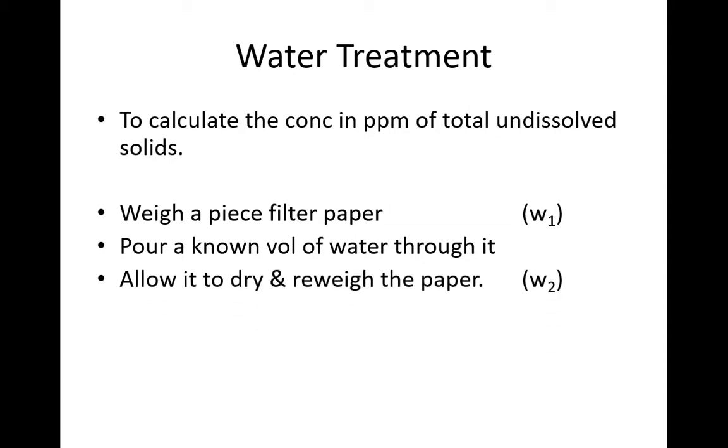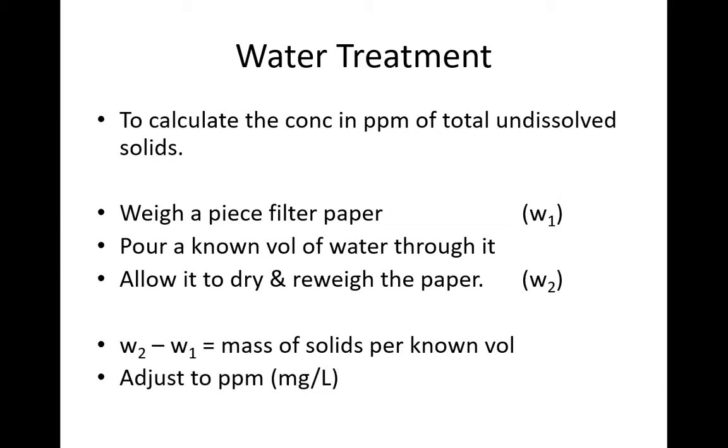You will then allow it to dry and reweigh, and then you will subtract W1 from W2, which will give you the mass of solids in that particular volume. And then you adjust the volume up to a litre, you change the grams to milligrams, and that is your ppm. Okay. What about the dissolved material?